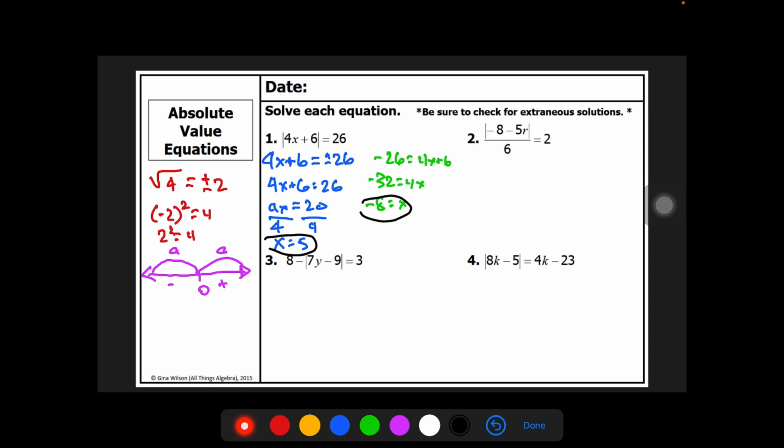Moving along. So again, we're going to set the non-variable side to positive or negative. So let's first work out this as it is equals positive 2. So we'll multiply by 6. We get negative 8 minus 5r equals 12. Then add 8 over to the other side. We get negative 5r equals 12 plus 8, or 20. Divide by negative 5, and then we get r is equal to negative 4.